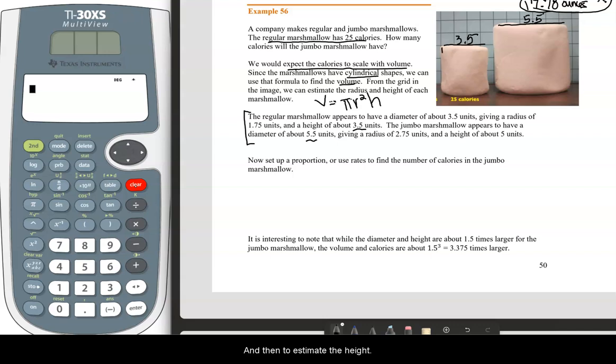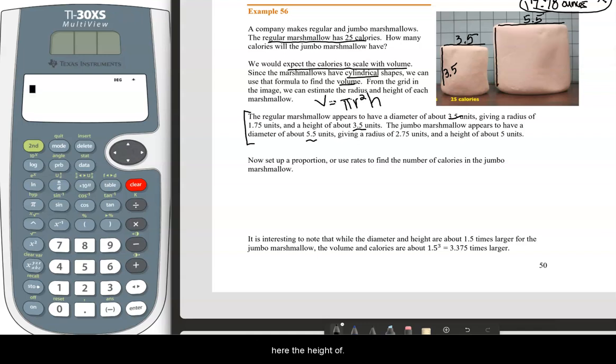And then to estimate the height, it looks like we have a height of 1, 2, 3. I'm going to go with what the book says, a height of 3.5. I would actually argue that a little bit, but I'm going to stop with my assumption. I'm just going to use what the book has here and say that that has a height of 3.5.